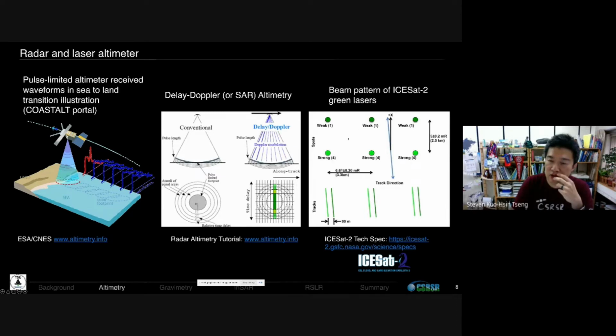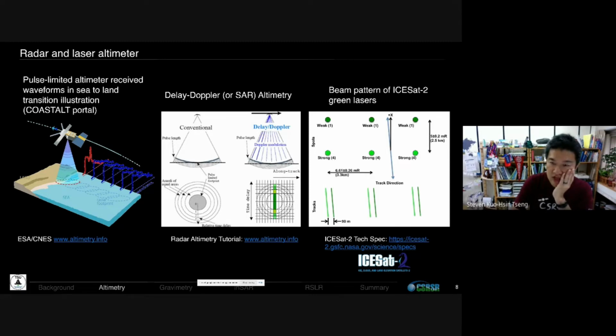ICESat-2 simultaneously sends out 6 beams, so it measures 6 points at any moment. And the good thing is that the footprint becomes very small. The footprint of each green circle is only 10 meters, in contrast to the 10 kilometers. So it's a very small dot with very high accuracy, both vertical and horizontal pointing accuracy.